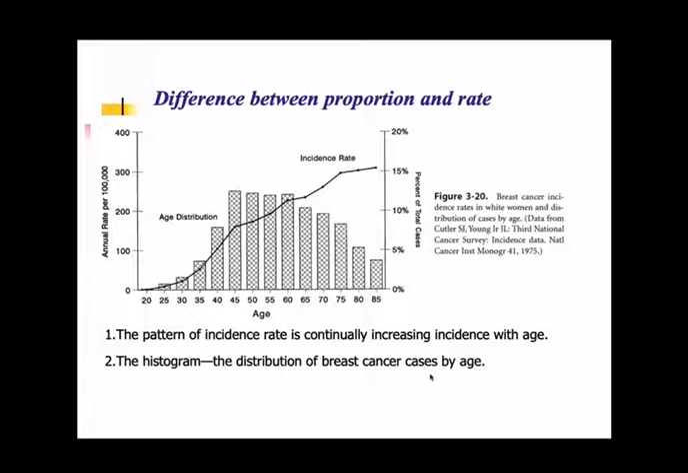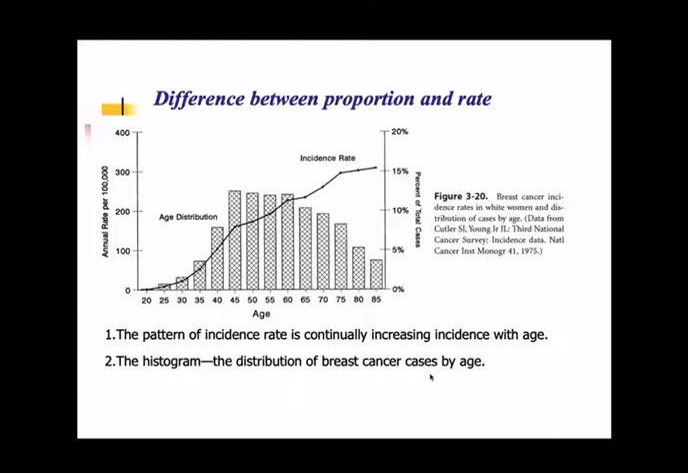We have discussed the relation between prevalence and rate. In these slides, we have taken one more example to explain the difference between proportion and rate. The figure shows breast cancer incidence rates in white women and the distribution of cases by age. The pattern of incidence rate is continually increasing with age, while the histogram shows that the distribution of breast cancer cases by age is not the same. It increases and then decreases with age.